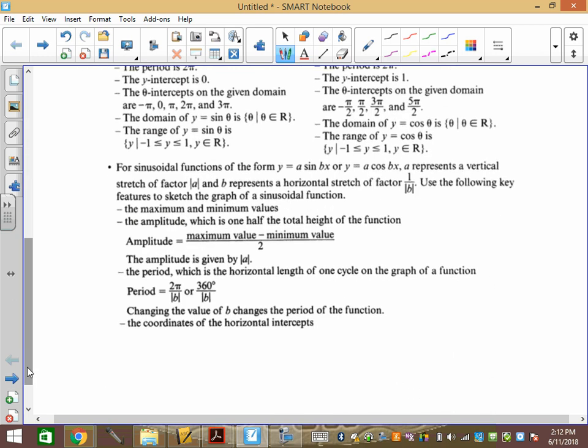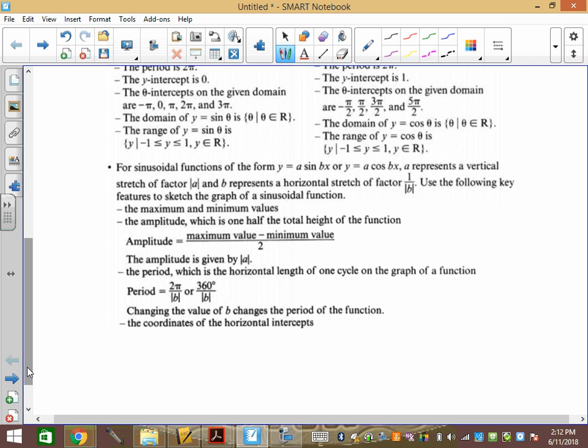For sinusoidal functions of the form y equals a sine bx or y equals a cos bx, there is a vertical stretch by a factor of |a| and a horizontal stretch by a factor of 1 over |b|. Why do they have absolute values around the a and the b? Because your a and b can be negative, but does that affect my vertical stretch or my horizontal stretch? No. If my A is negative, I have a reflection in the x-axis. If my B is negative, I have a reflection in the y-axis. But my horizontal and vertical stretch are always positive. So that's why they have the absolute value, so it gets rid of the negative sign if there is one.